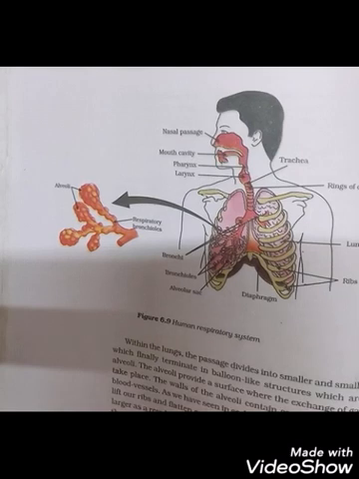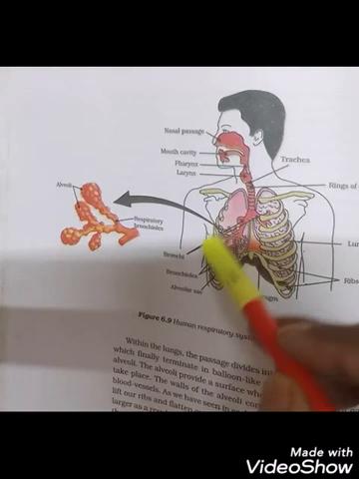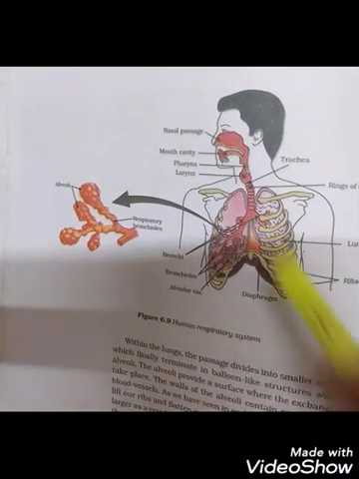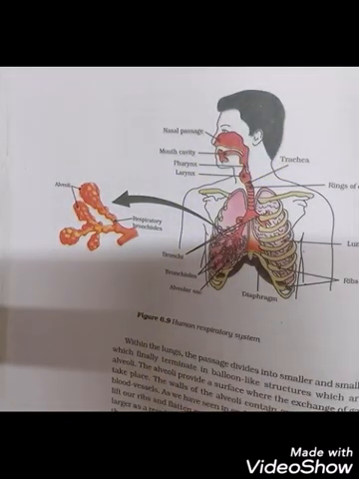So what is a system? It is made up of different parts. Cells combine to form tissues, tissues combine to form organs, and organs combine to form the system. So this is the respiratory system.